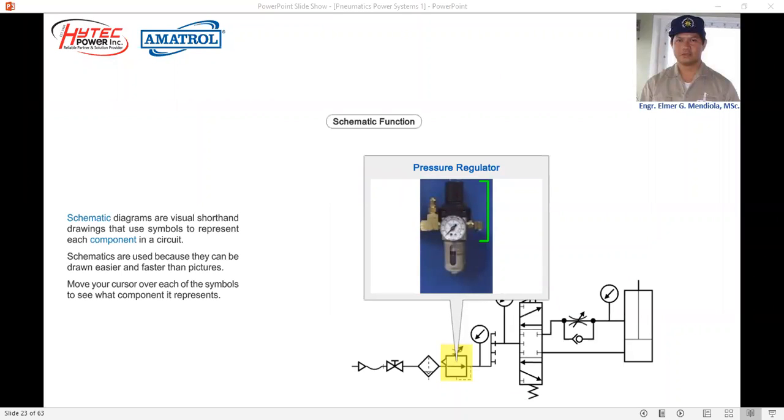Next, the conditioned compressed air will pass to the pressure regulator. As the name implies, it regulates the pressure downstream depending on the pressure required. From a higher pressure, it maintains a lower downstream pressure. Its function is more or less similar to the step-down transformer in an electrical system.